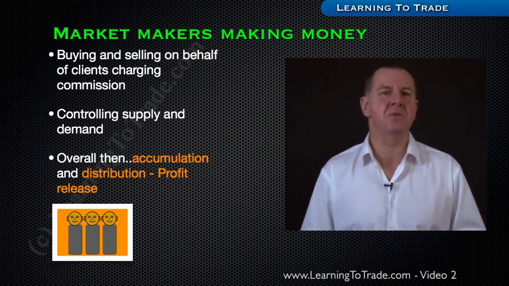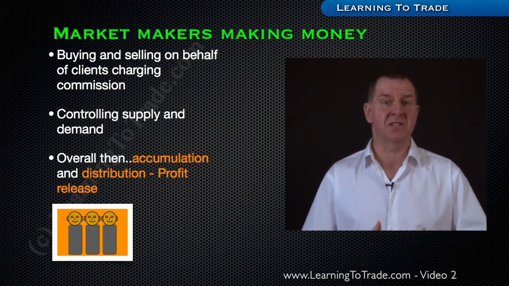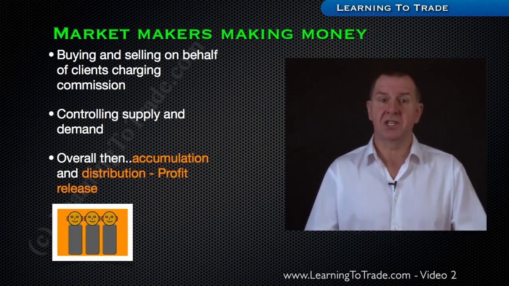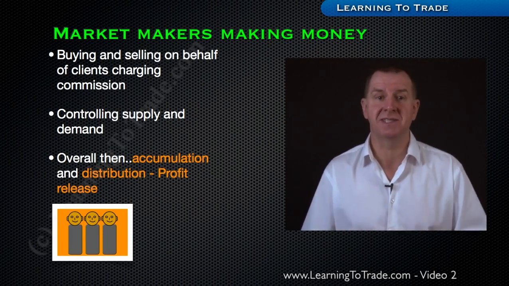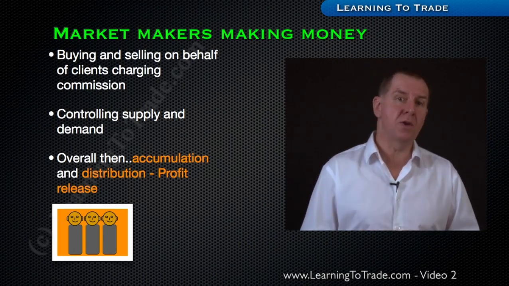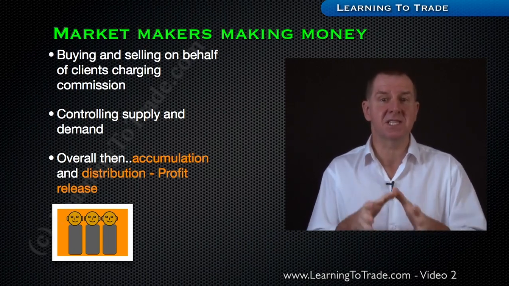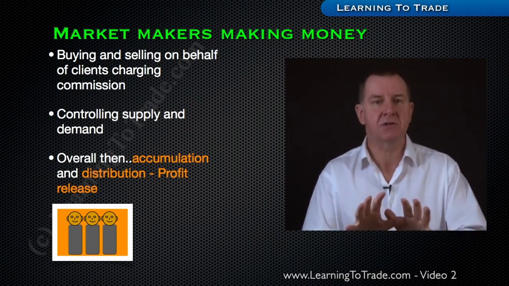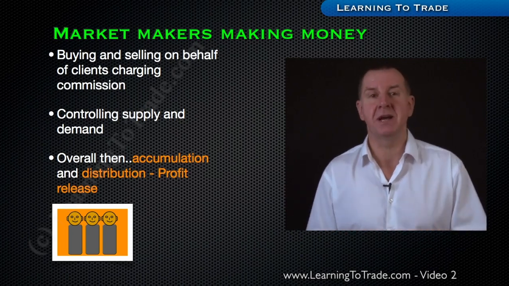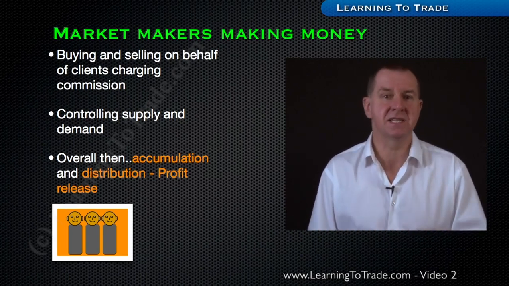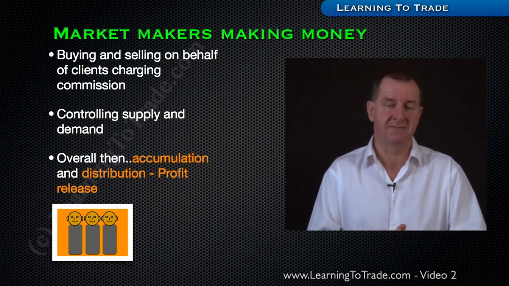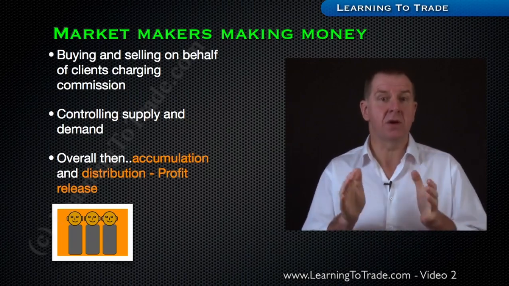Market makers are making money from transactions they carry out as a service to the investors. They get to charge commissions on each and every transaction. The more transactions they make, the more money they make, and the larger bonuses they pay to the brokers. They are in effect controlling supply and demand. Overall then, we can say that the market maker's business consists of accumulation and distribution. It's a bit like a warehouse pushing accumulated stock out to brokers, wholesalers, who in turn push it out to the investor. This complete process is a profit release exercise for the market makers, and it's repeated over and over again. Let's now have a look at that supply and demand.